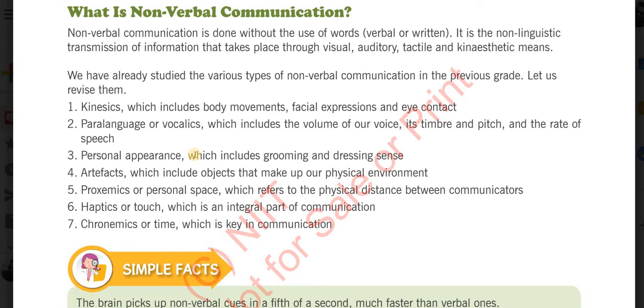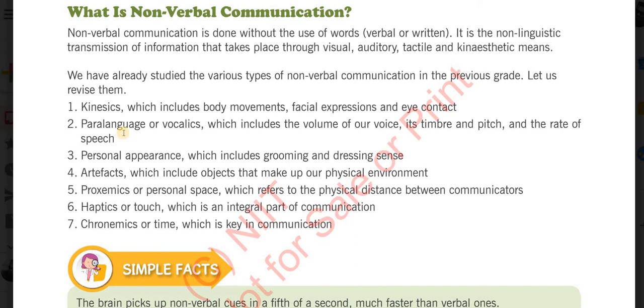Next, haptics or touch, which is an integral part of communication. I'm not going to take each one of these points. It is not needed. These are all very easy to understand. I just want you to read and study these points, and if you encounter any problem, then you can just ask me. You're free to call, or you can comment on it in the comment section below. I'm going to discuss some of the points that I think are important.